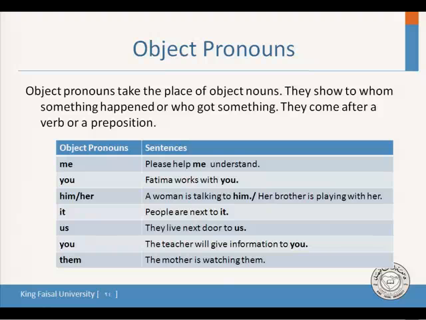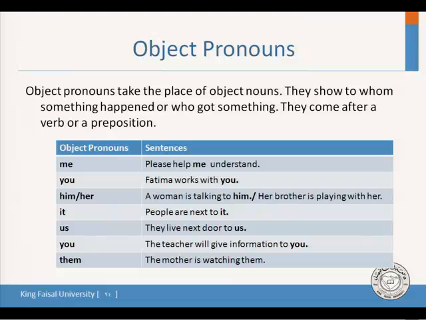For example, I bought a book. I bought it. I saw Ahmed. I saw him. So him is the object pronoun. These are the object pronouns, as you can see here. We have me, you, him, her, it, us, you, and them. We have you twice. You, 1 person, and you, 2 or 3 or more. Look at the examples.